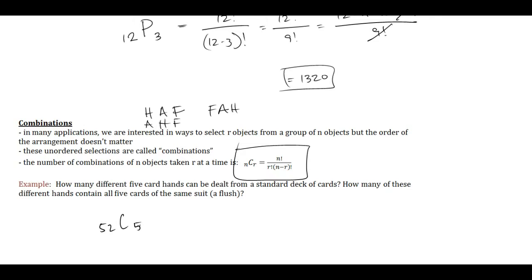And so I'd grab my calculator and power that in. And then how many of these different cards could have the same suit? In other words, a flush. And a flush is 13 combination 5. How many ways can I pick 5 of the 13 cards?